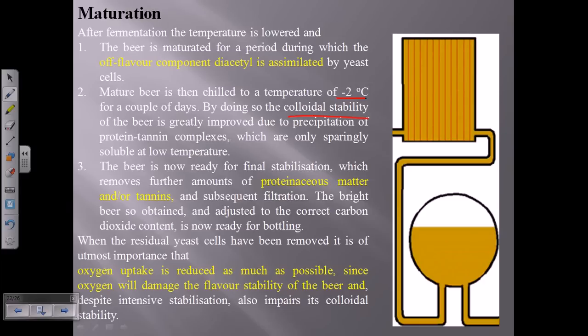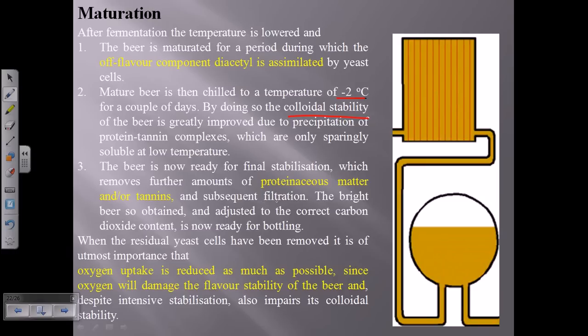Now when the beer is ready for the final stabilization stage, there are some proteinaceous matters or tannins still present, and that's why we need to filter these proteinaceous materials and tannins out of our beer, because they can produce some kind of bad taste and odor. That's why we don't require them.